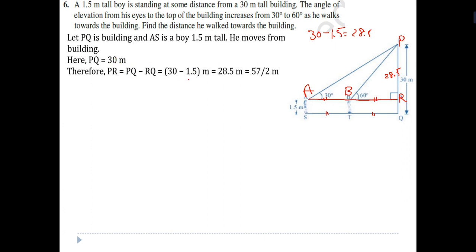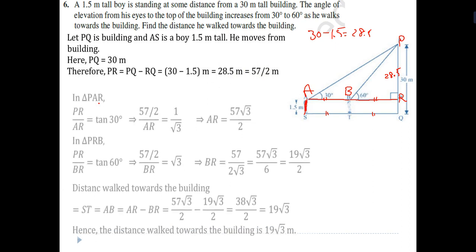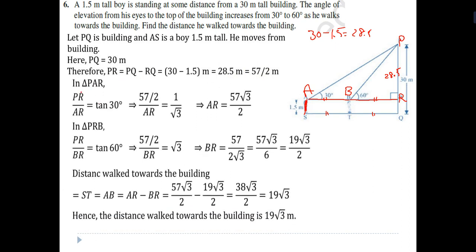So PR is equal to 30 minus 1.5 because we want to remove the height of the student, that is 28.5. Why am I writing 57 by 2? It is easy for calculation or cancellation. That is why. Now we have to apply tan 30. So tan 30 is equal to opposite over adjacent. I am writing it here first.